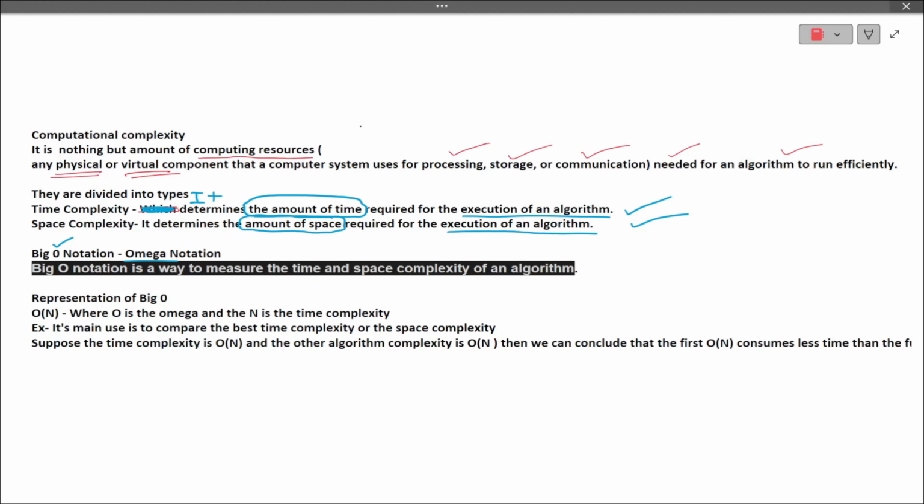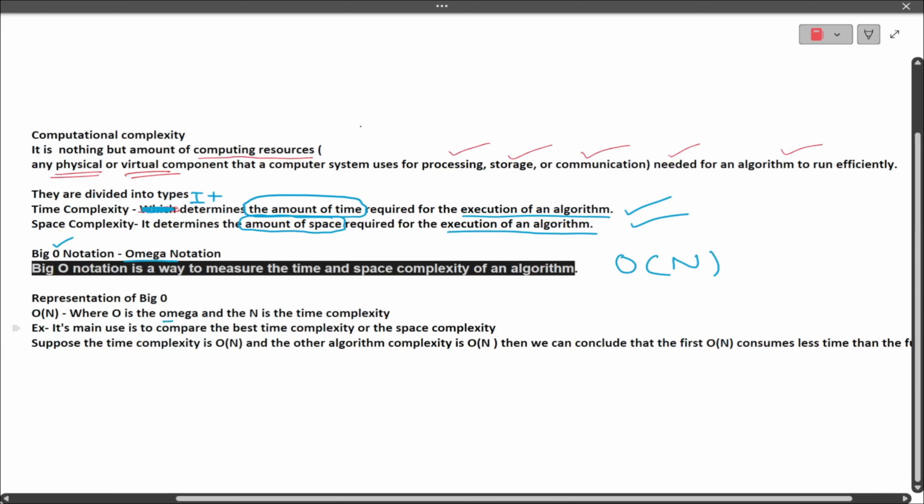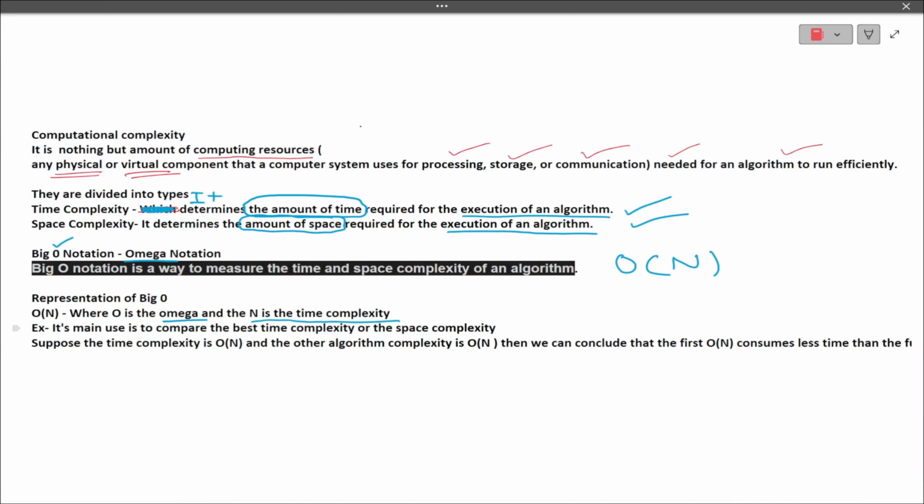Whenever our time complexity is represented, the big O will be written, and this is the representation of big O. As I have mentioned here, O(n), where O is omega and n is the time complexity, meaning n times this particular algorithm will work. I will show you what this n times is. I will be explaining everything.